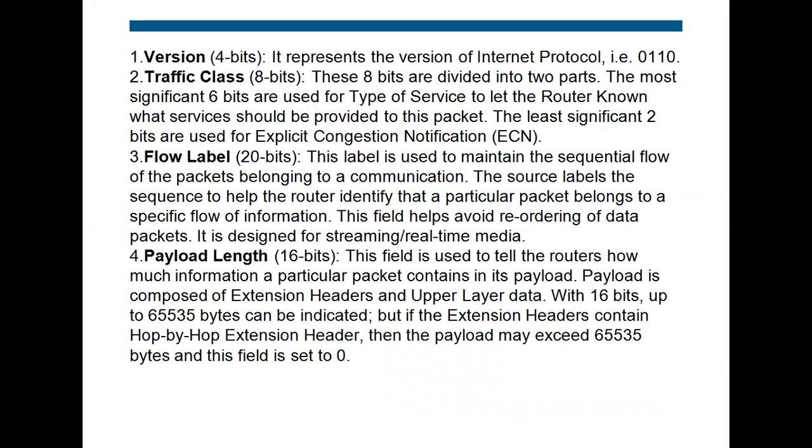OK, we discussed flow control. Flow control, if we talk about it again, this field is used to maintain the sequential flow of the packets belonging to a communication. The source labels the sequence to help the router identify that particular packets belong to a specific flow of information. This field helps avoid reordering of data packets. It is designed for streaming real time media.